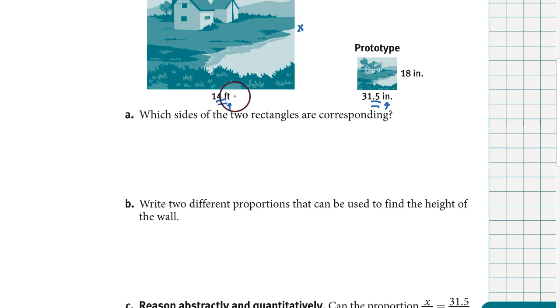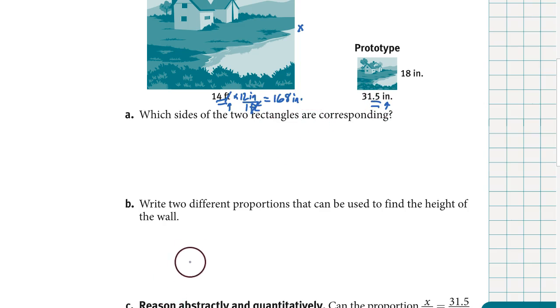So if we take the measure 14 feet and multiply by the fact that there are 12 inches in 1 foot, we can convert the 14-foot measure into inches. This is 168 inches. Now we have the length of the wall measured in inches and the length of the prototype image measured in inches. Now the problem is actually doable.